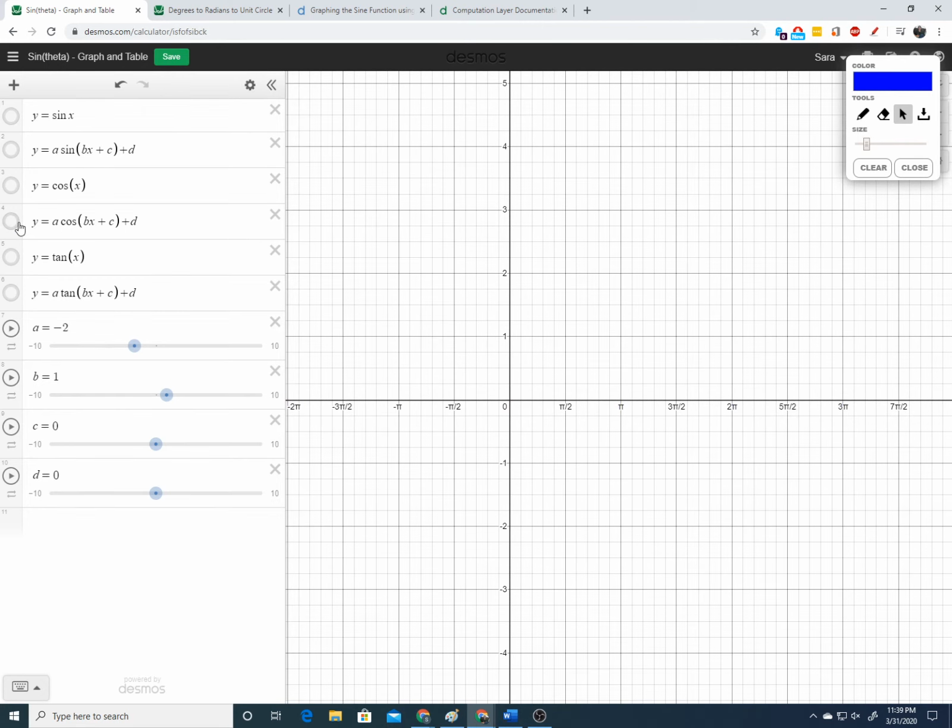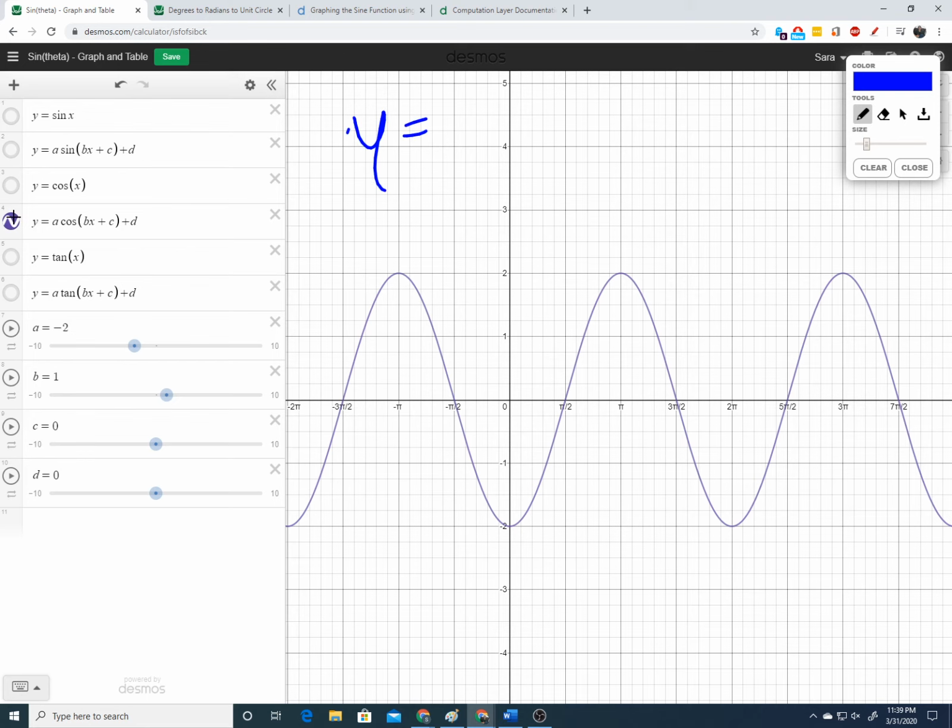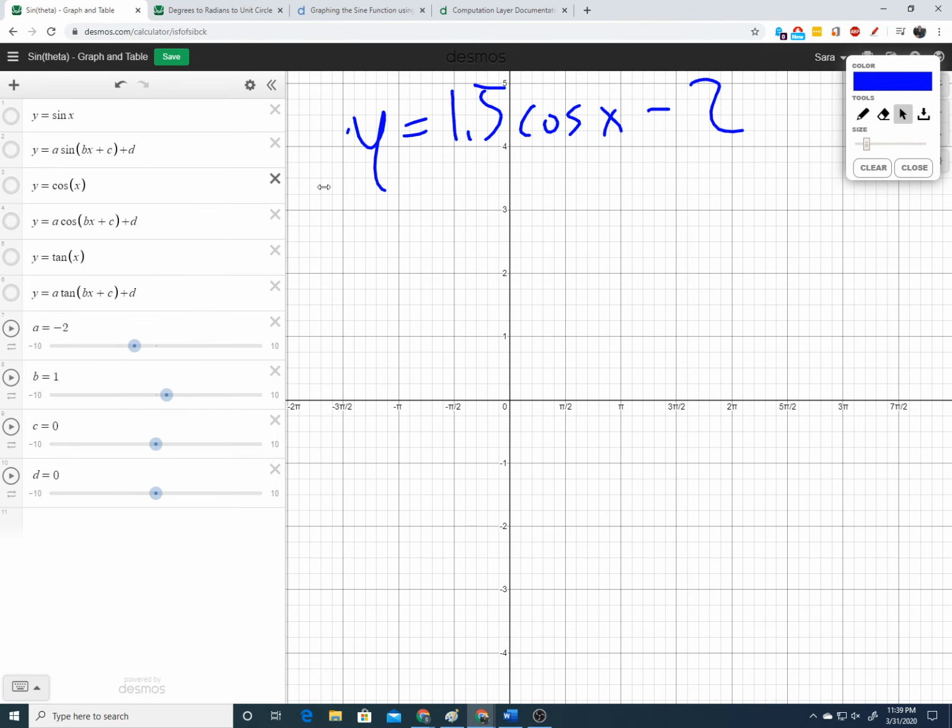Let's do a cosine function. I think I'm going to add a vertical shift in this time. I'm going to do y equals 1.5 cosine x. Let's see, what would be reasonable? Let's say -2. Yeah, I like that. Alright, so I'm going to turn this off again just to demonstrate to you.